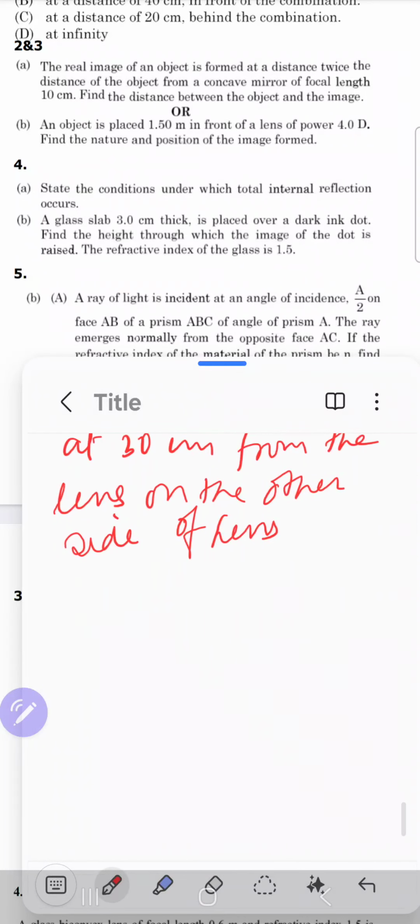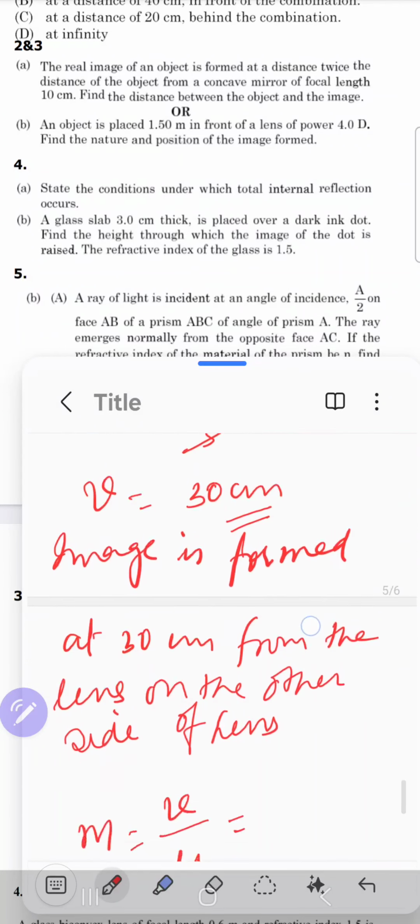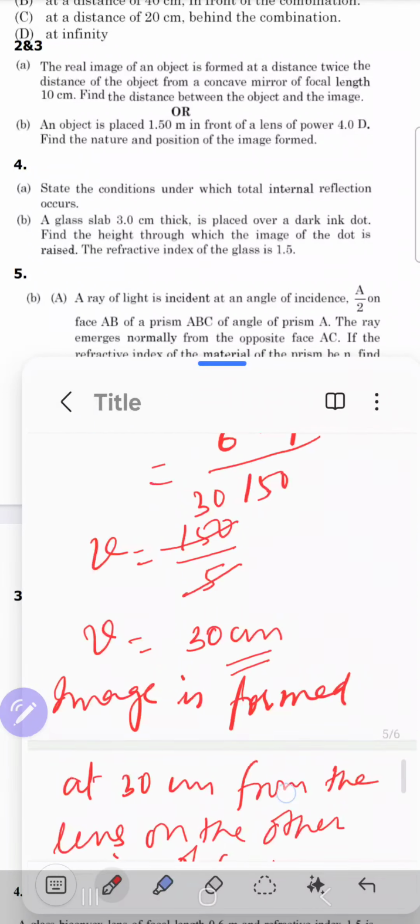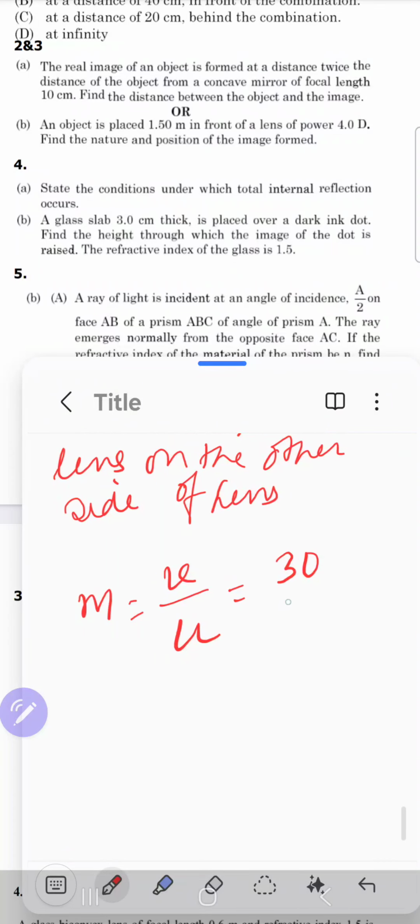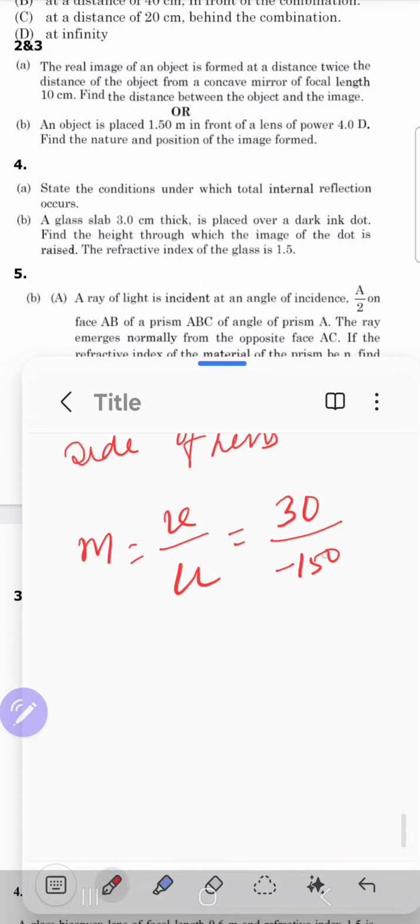In order to find out the nature of the image, you can find out the magnification. Magnification, we know, is v over u. In case of lens, v we have got as plus 30, and u is minus 150. So what we have got is 1 over 5. So magnification is minus 1 by 5.